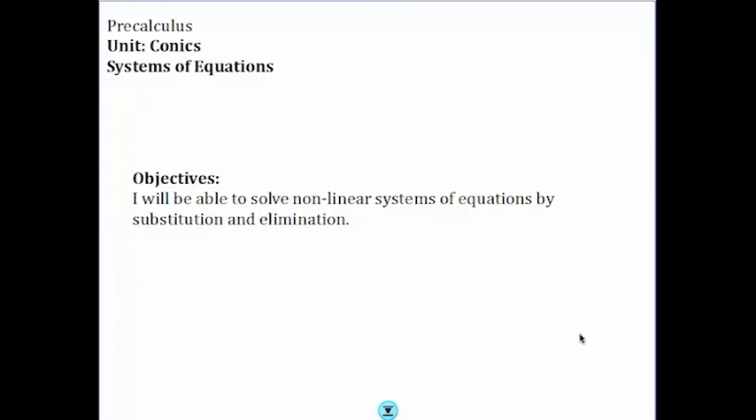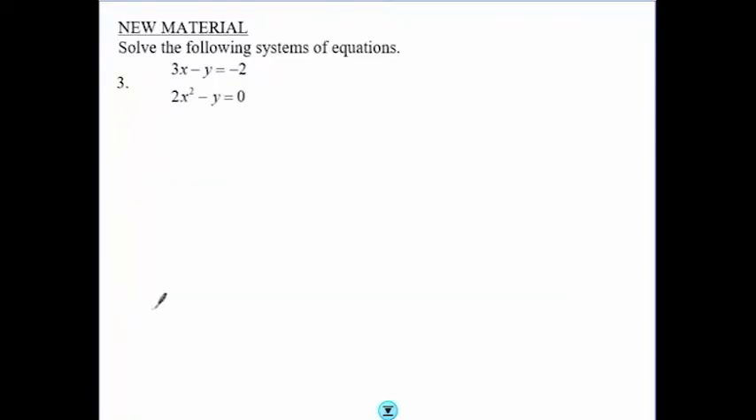Today we're going to talk about systems of equations. By the end of this video, you should be able to solve nonlinear systems of equations by substitution and elimination. Now on to the new material.